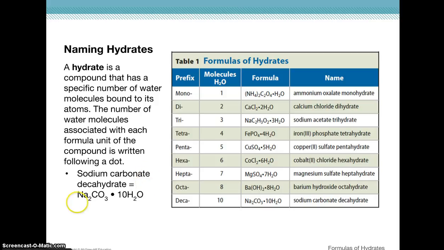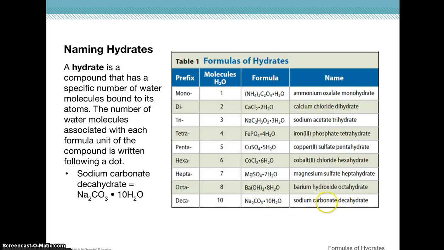So for example, sodium carbonate decahydrate. The prefix tells us how many waters: decahydrate, 10 waters. We put the 10 waters attached after the little dot to show that there are 10 water molecules attached to every one formula unit of sodium carbonate. And you can see over here, these are all the prefixes that we use, just like any of the other ones we've seen before, and how you would write them, how you would name them.